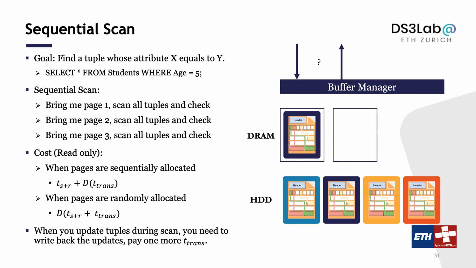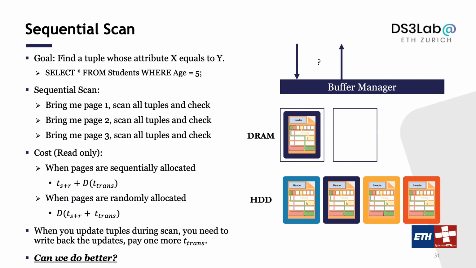So this is a very simple access method. I just want to sequentially scan all the pages in my relation and check whether some predicate evaluates true for each tuple or not. And that's it. And you can see there's a very simple cost model associated with that.